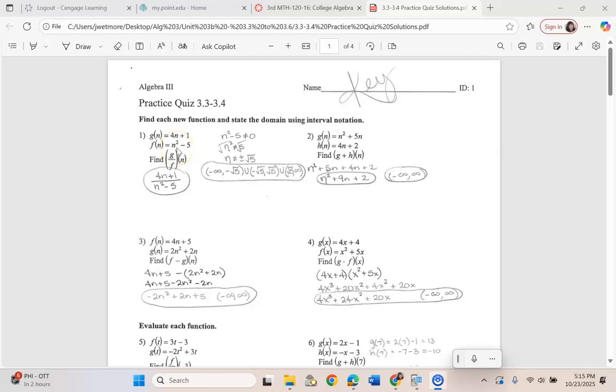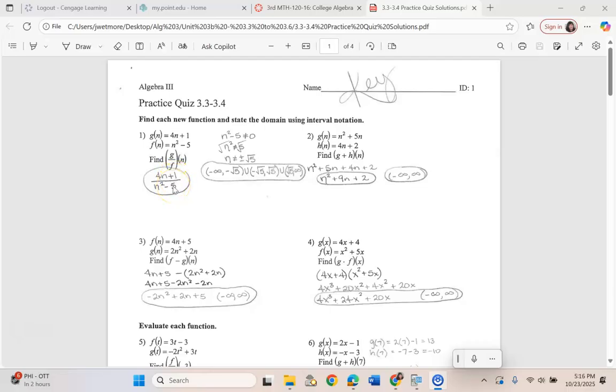Right, let's look at our sample quiz for 3-3 and 3-4. To begin with, we are doing combinations of functions. So this says g divided by f. We're going to do g of x, which was 4n plus 1, divided by f of n, which was n squared minus 5. So literally, we're just putting the g function over the f function, and that's our answer.